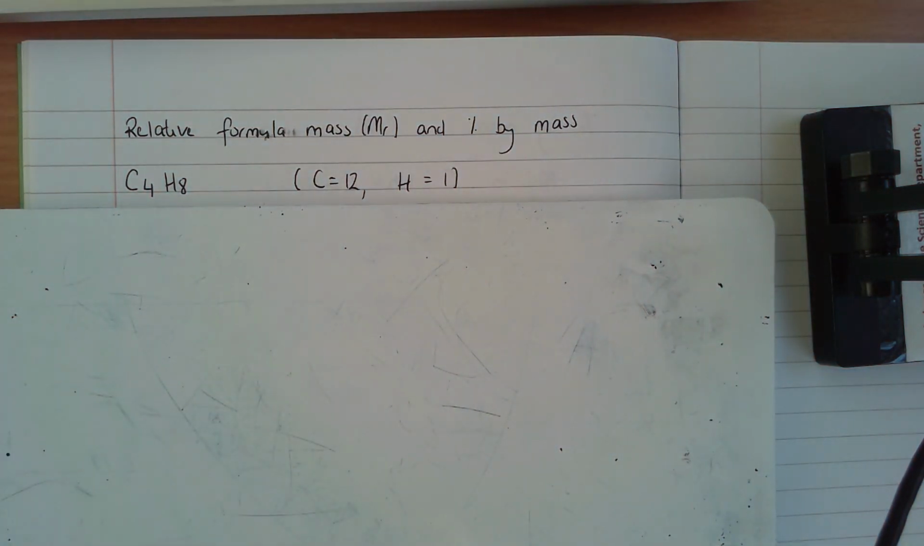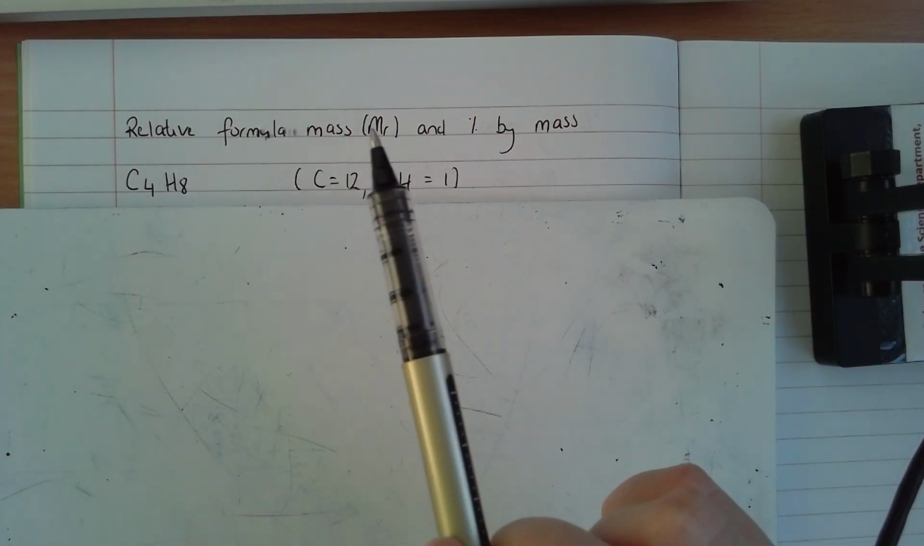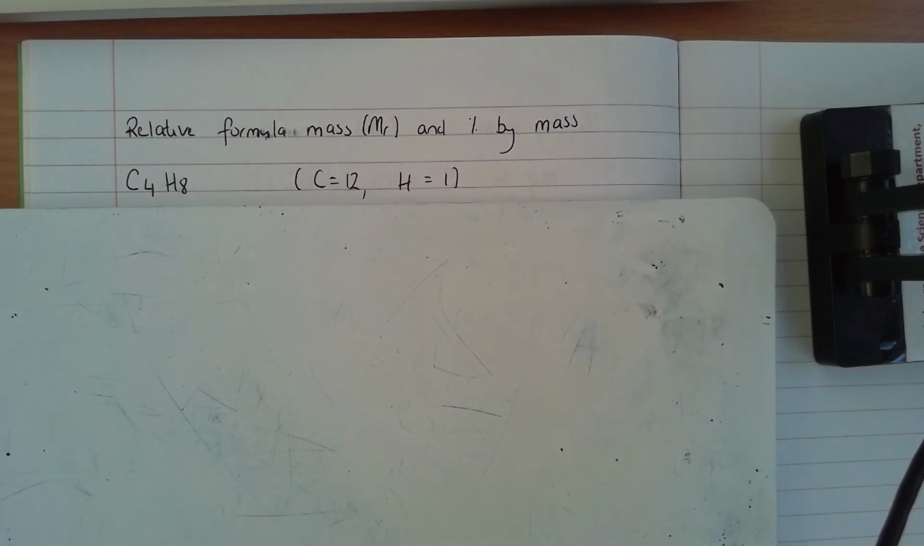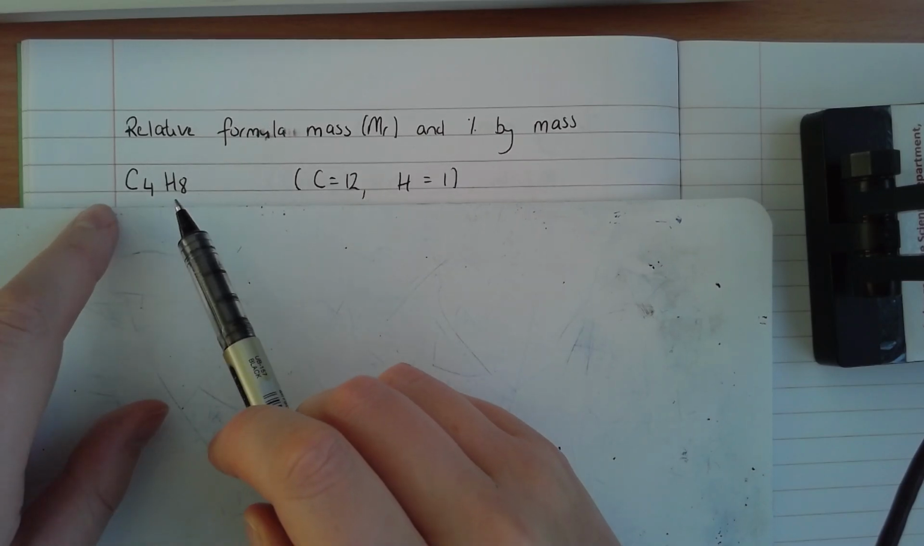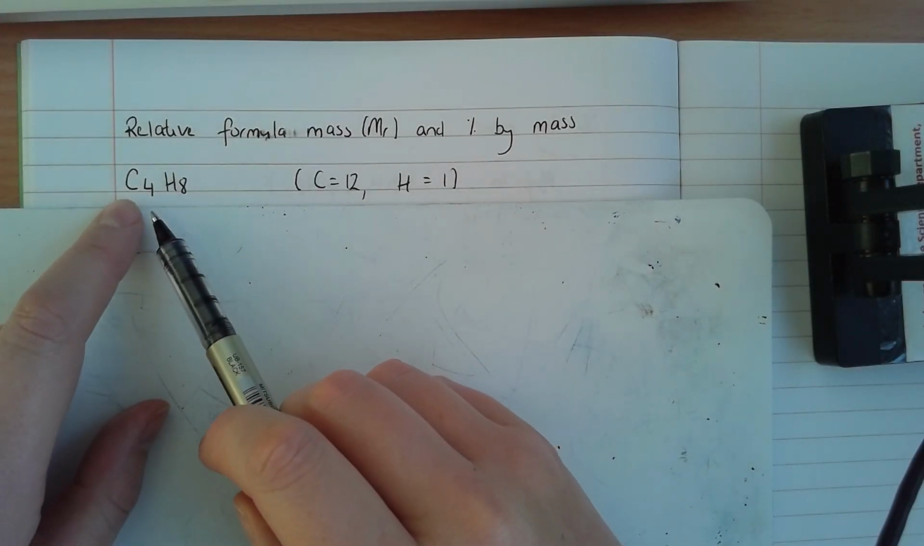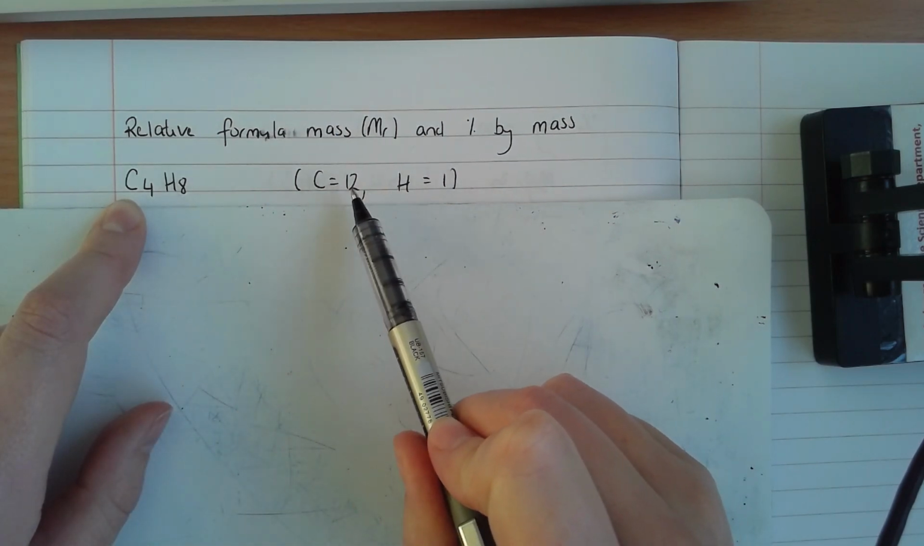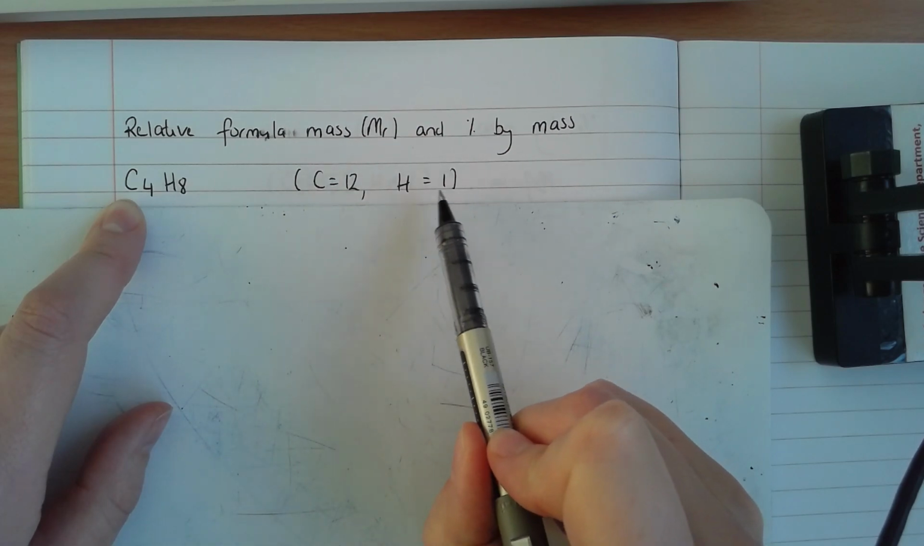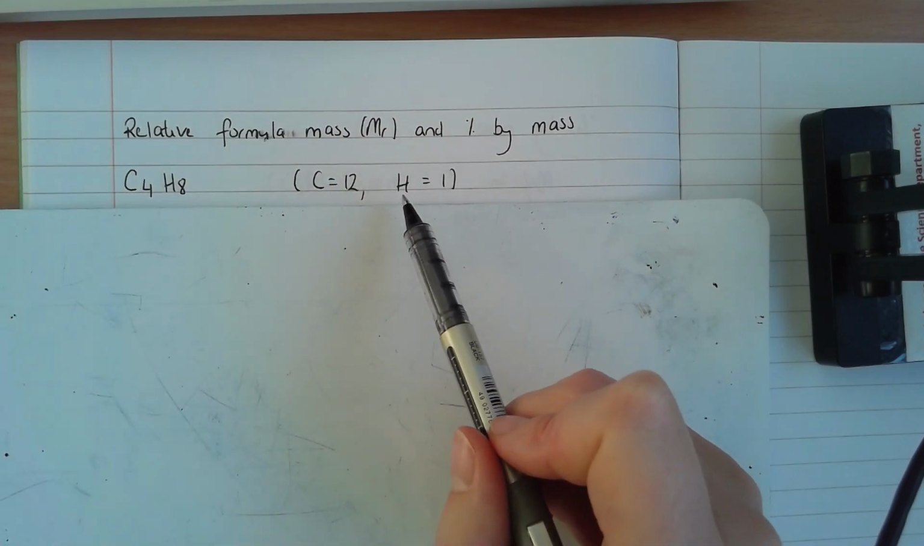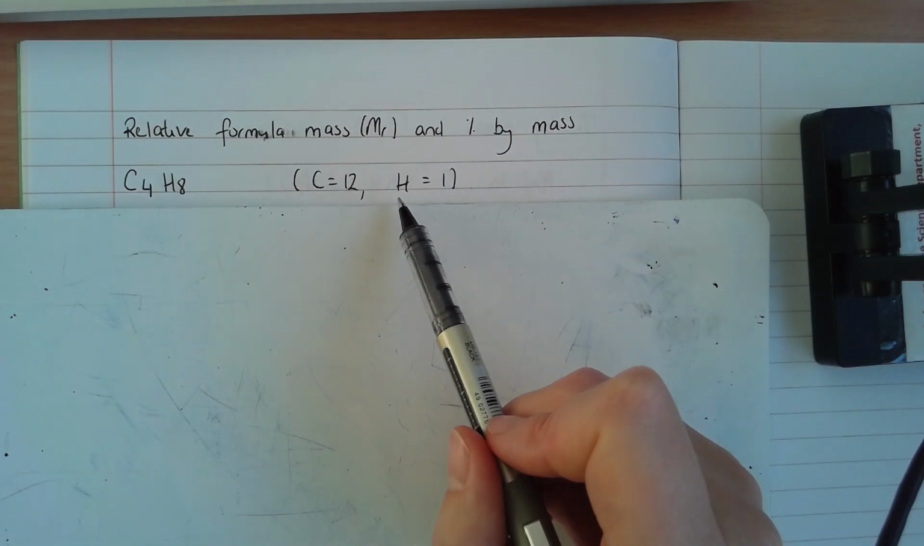Right, in this video we're going to have a look at calculations. So I've got relative formula mass, which is Mr, and I've got percentage by mass, and these two go hand in hand together. We're going to start with Mr. If they ask you to calculate the relative formula mass of C4H8, they will give you these numbers. The 12 is the mass of carbon and 1 is the mass of hydrogen. You can find them on the periodic table, but they will give you it in the question.